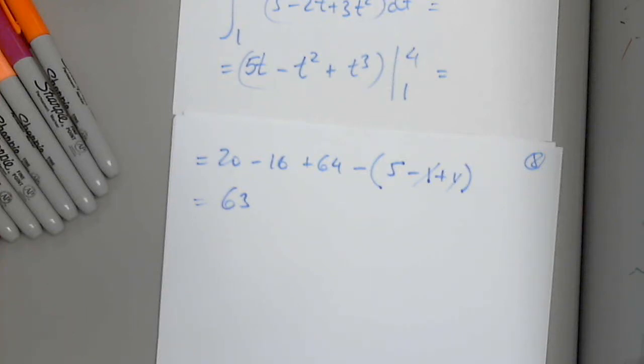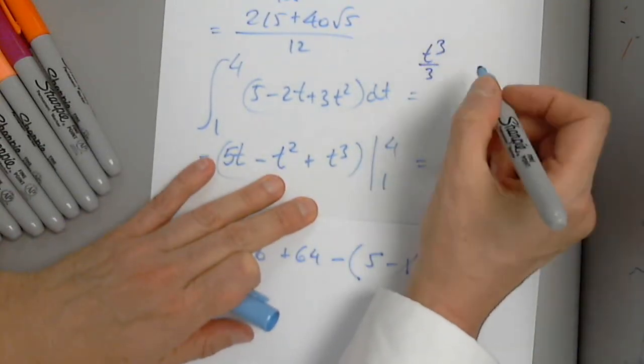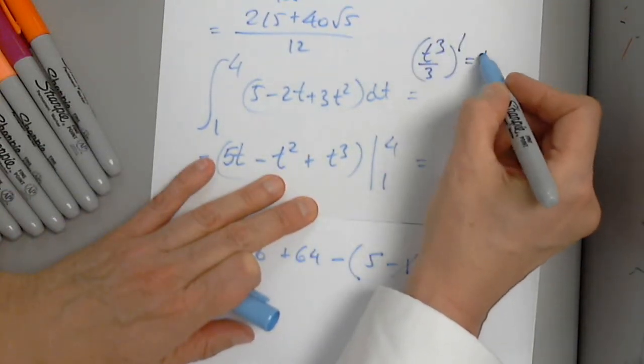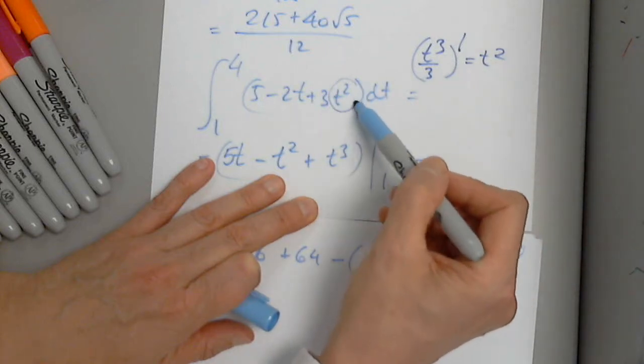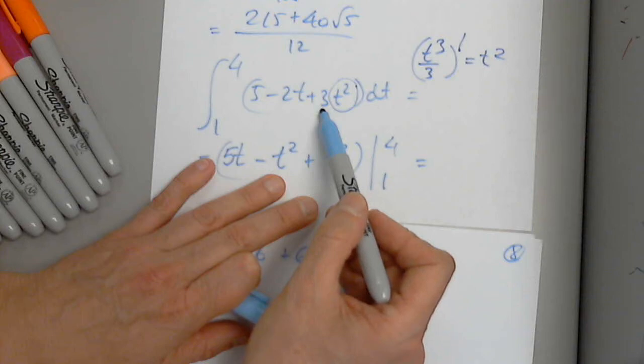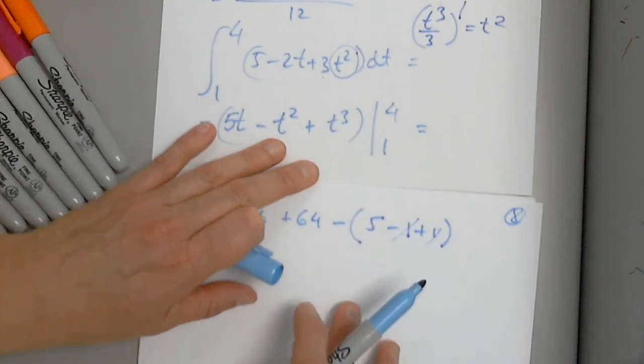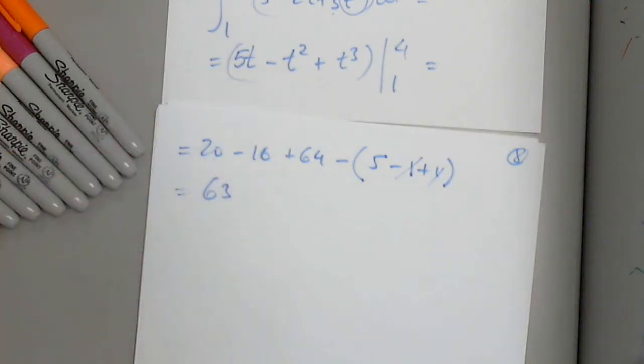Yes, please. Ashley, go ahead. How'd you get just t? Okay, t cubed over 3, prime, is t squared. So this piece is t cubed over 3, but I have a 3 in front. That will go away. Okay, thank you. Is that better? Yeah. Perfect.